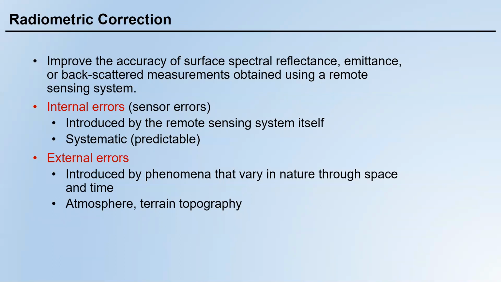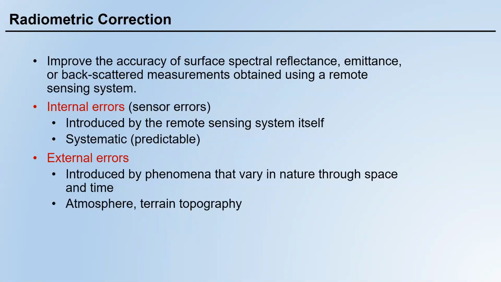These errors could be from the remote sensing system itself. This type of error is considered an internal error or sensor error, introduced by the remote sensing system itself. Because a sensor is nothing but a scientific product, an item, hardware. So it's possible that it's poorly designed, or it has been serving for too long, or there could be random error in the sensor itself.